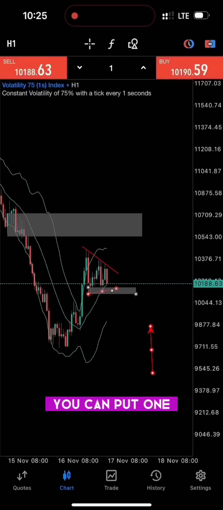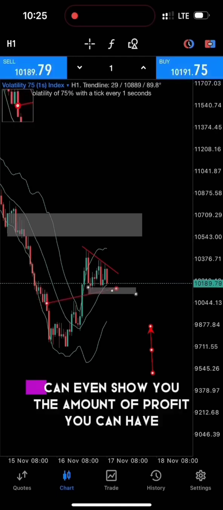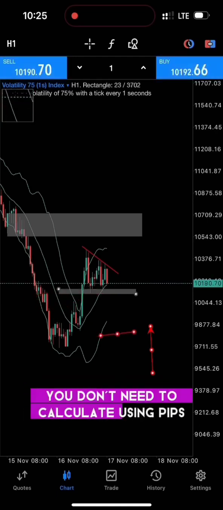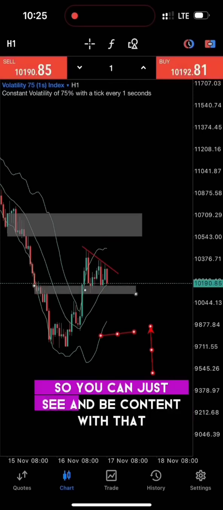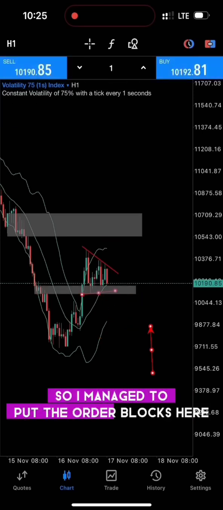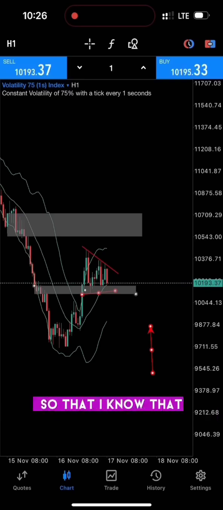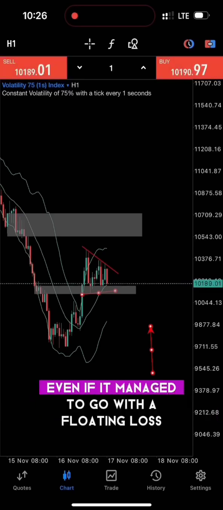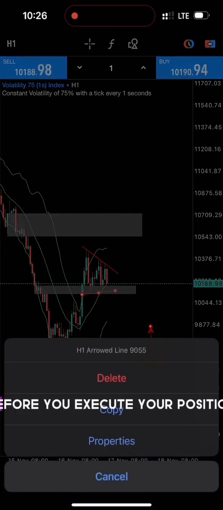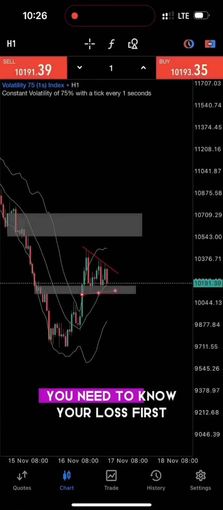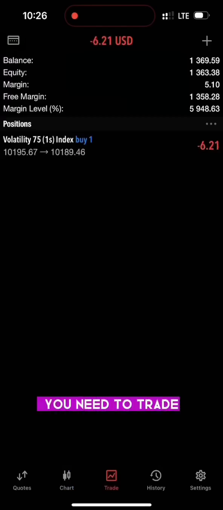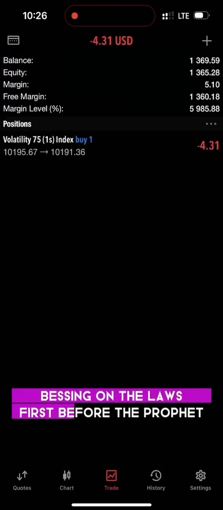You can put 1. The TP nowadays can even show you the amount of profit you can have. You don't need to calculate using pips, so you can just see and be content with that. So I managed to put the order blocks here so that I know that even if it managed to go with a floating loss, I will not suffer that much. Okay, so as a trader, before you execute your position, you need to know your loss first before you know your profit. Okay, you need to trade basing on the loss first before the profit.